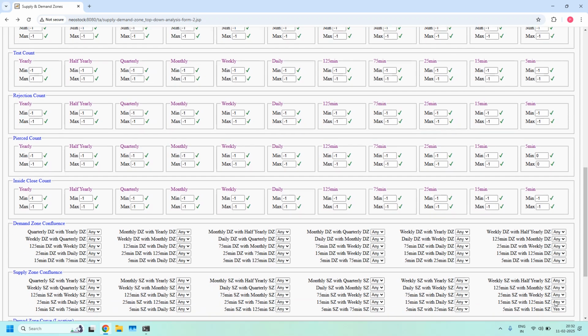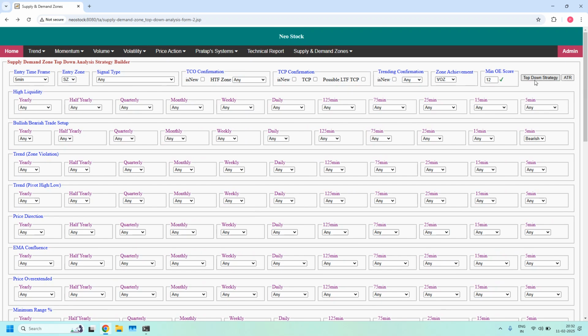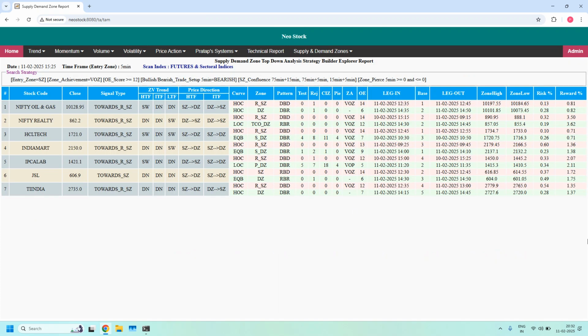First filter is already enabled, 5 minutes with 15 minutes. Second filter, 5 minute supply zone with 75 minute supply zone Confluence. Third filter, 15 minute supply zone with 75 minute supply zone Confluence. With all the 3 filters, 5 minutes, 15 minutes and 75 minute supply zone Confluence, we got 7 stocks. In all these 7 stocks, these 5 minute supply zones are overlapped with 15 minute supply zone. Both together again overlapped with 75 minute supply zone.